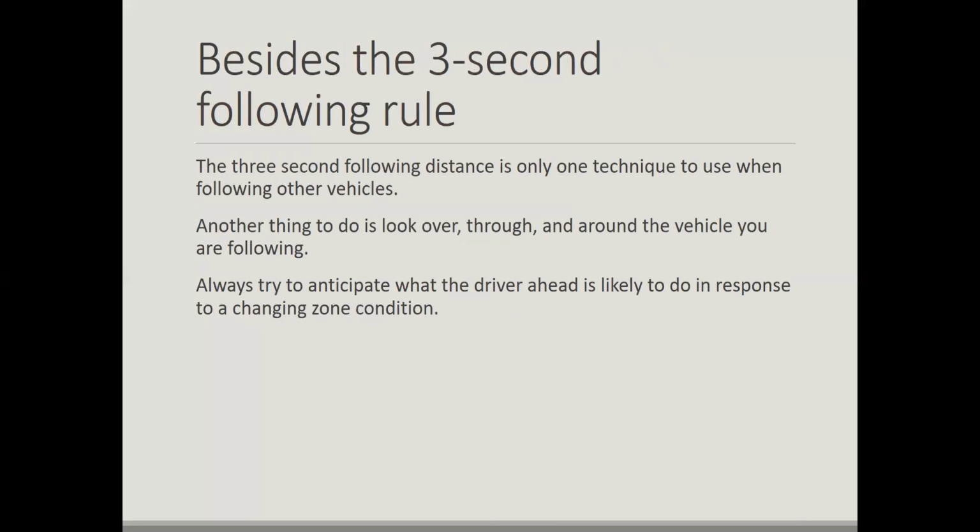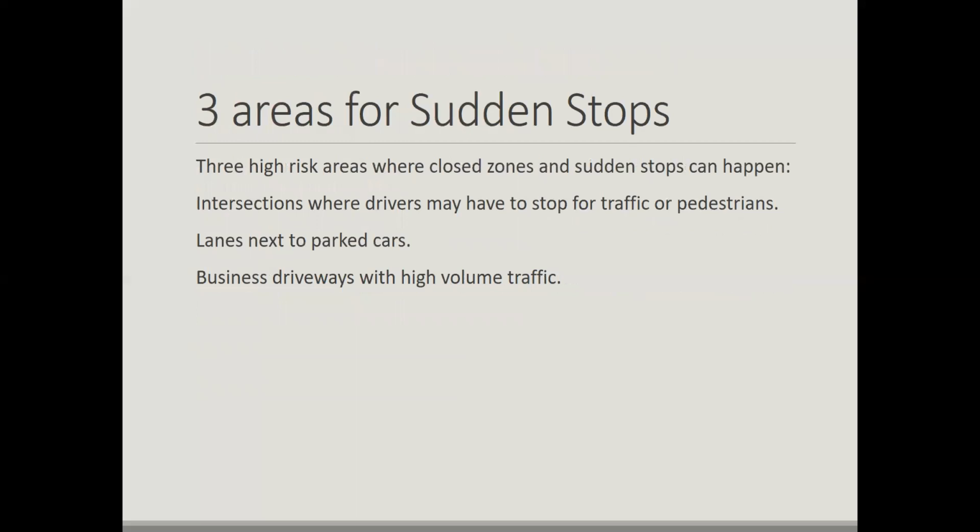Okay, besides the 3-second following rule, that's only one technique. Another thing to do is look over, look through, and around the vehicle you're following. Always try to anticipate what the driver ahead is likely to do in response to a changing zone condition. 3 areas for sudden stops, 3 high-risk areas where closed zones and sudden stops can happen: intersections where drivers may have to stop for traffic or pedestrians, lanes next to parked cars, and business driveways with high volume traffic.